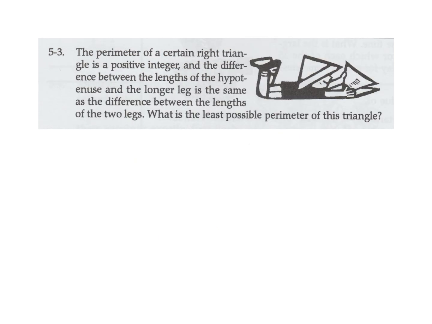If the perimeter of a certain right triangle is a positive integer and the difference between the lengths of the hypotenuse and the longer leg is the same as the difference between the lengths of the two legs, what is the least possible perimeter of the triangle? Let's draw a triangle. And it's a right triangle. Okay, that's good. And then I'll label it x, y, and z for now.